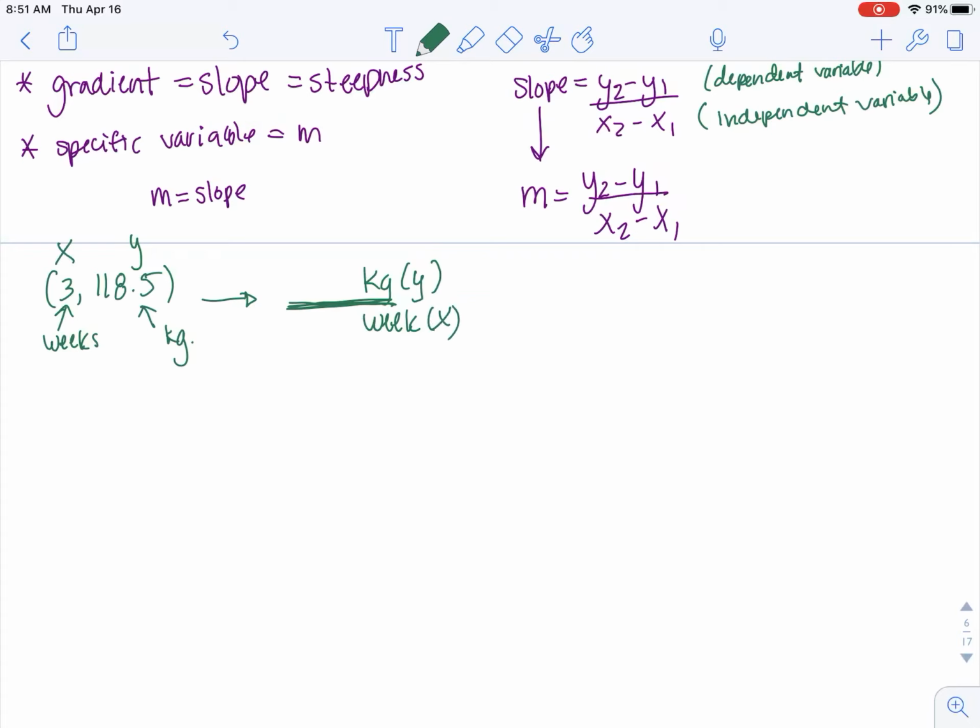This is why y needs to go on top. The independent variable should always be on the bottom. The dependent variable should always be on the top.